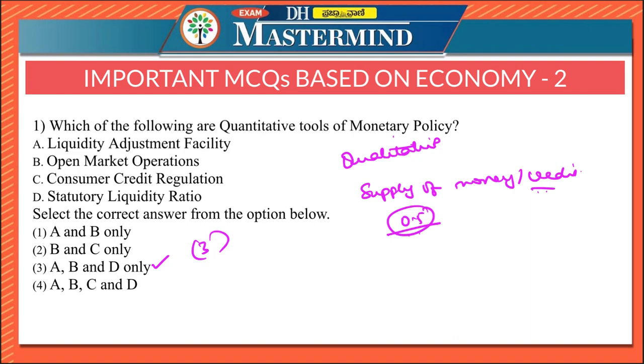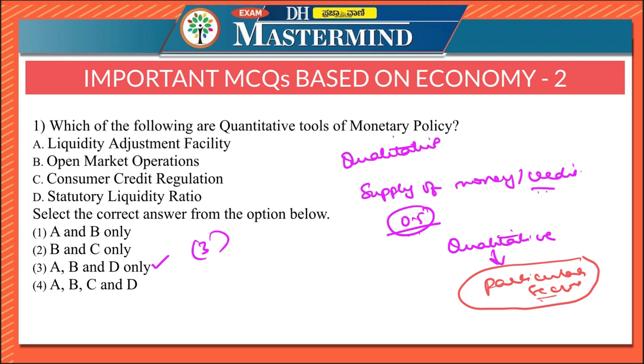So quantitative instruments of monetary policy are the measures that affect the overall supply of money or credit in the economy. Please remember. While qualitative instruments of monetary policy, as opposed to quantitative instruments, affect the flow and direction of credit to particular sectors. Qualitative deals with particular sectors in a positive or negative manner. So quantitative deals with the entire economy, while qualitative deals only with particular sectors of the economy.